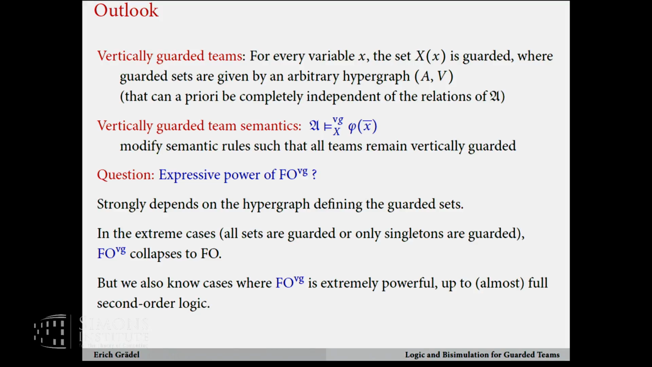But at this point, this is more or less just an outlook, right? So we have a relatively good understanding of what happens when you look at the horizontally guarded setting, and the vertically guarded setting is more an idea and a promise. But that's it.